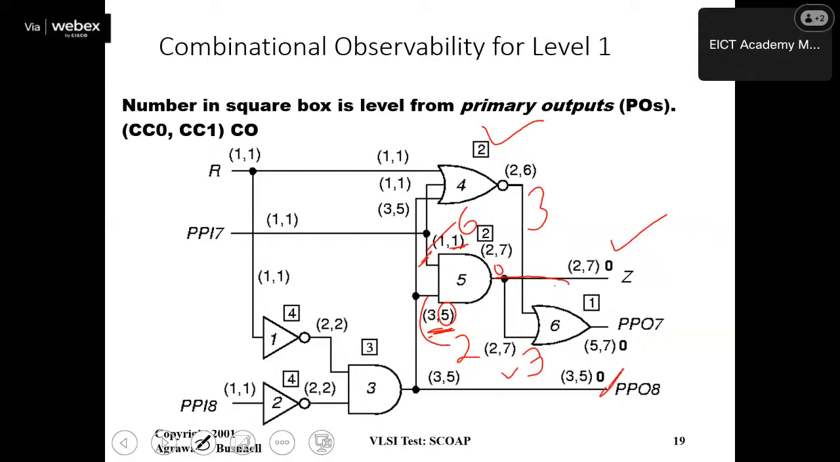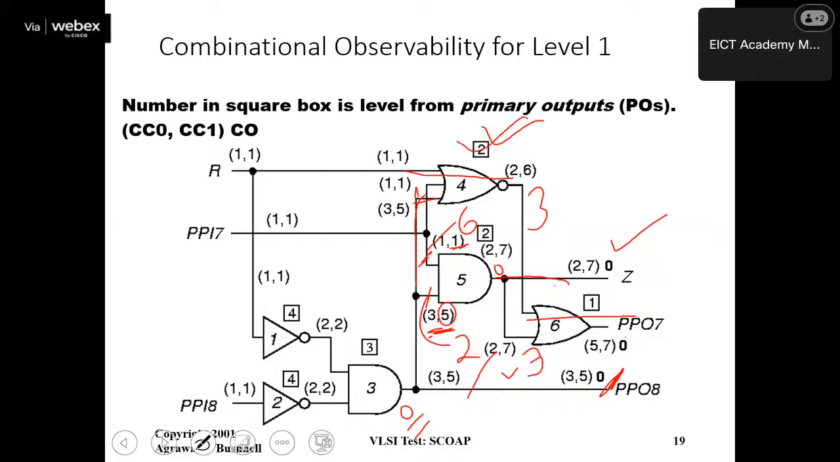But the observability of this is what? 0. So 0, 2, and whatever I will be calculating over here will definitely be more than 0, because there is one level here and one level here. So it is definitely more than 2, right? So I am skipping that, and I am finding that the observability of this is 0, because it is the minimum of this and this fan out branch. So the observability at this node will become 0.